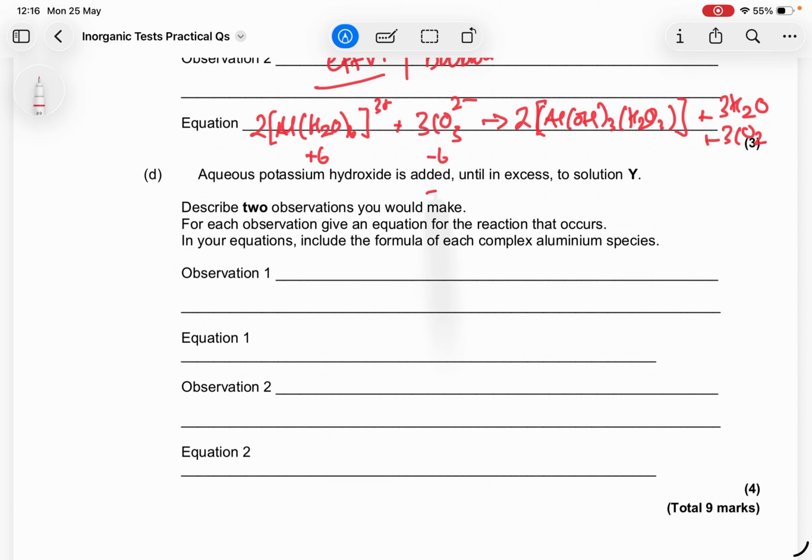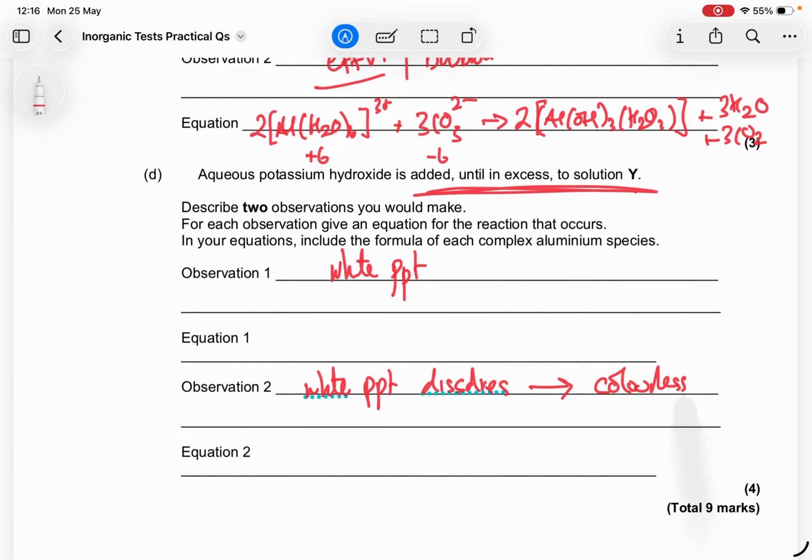Aqueous potassium hydroxide is added until in excess to solution Y. Describe two observations. One, you will get a white precipitate, which I talked about above. Secondly, the white precipitate dissolves. That's not the observation; the observation is that it forms a colorless solution. Remember, a colorless solution. The word clear is not an observation. Must be clear on that.